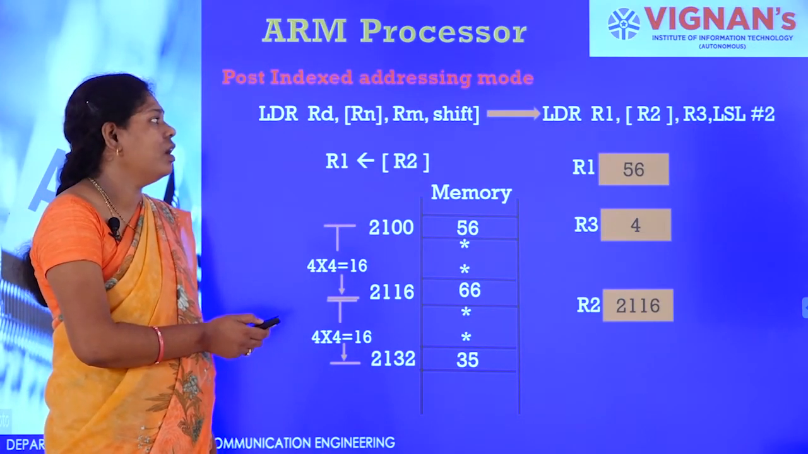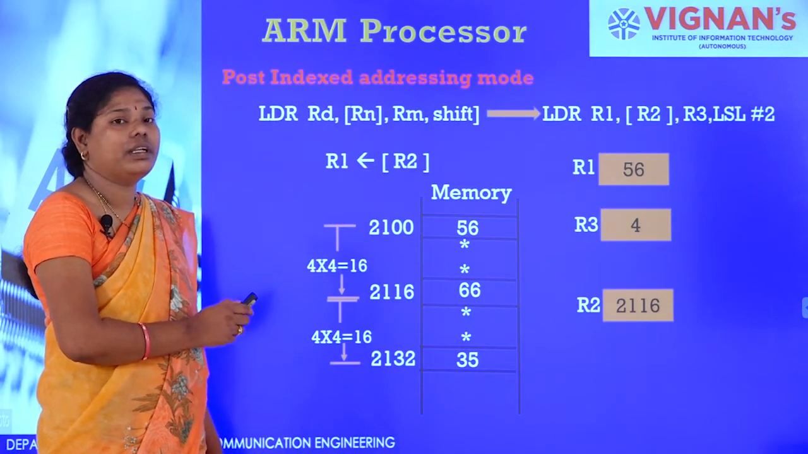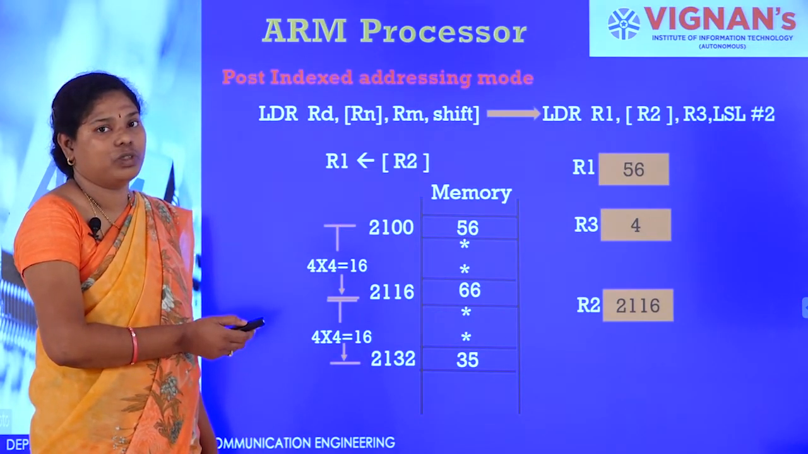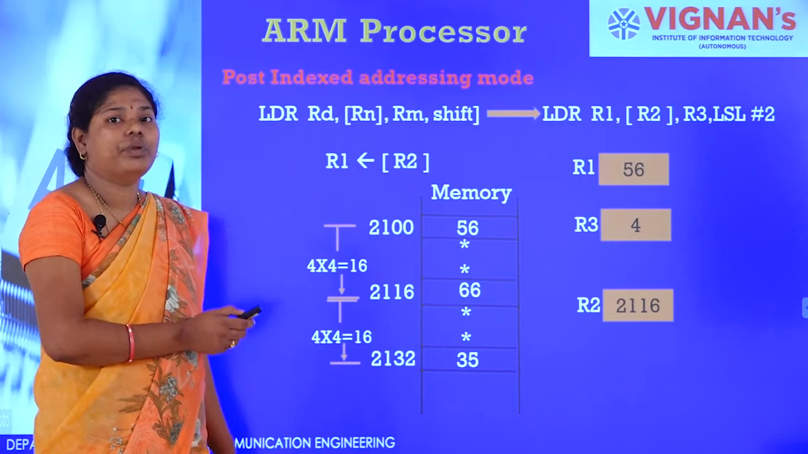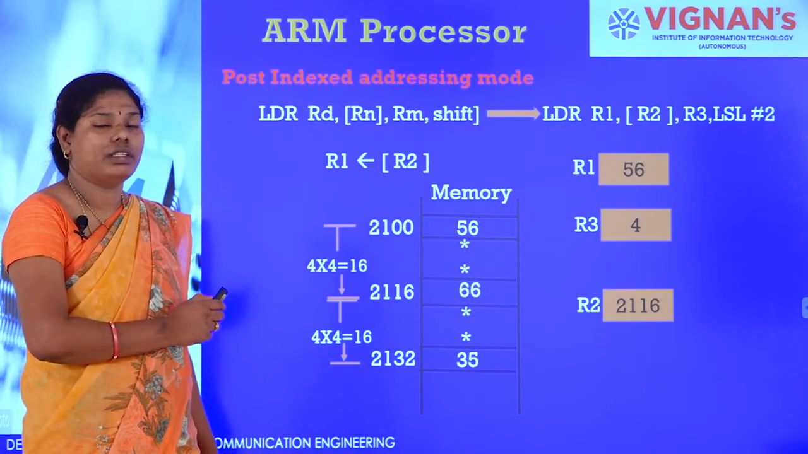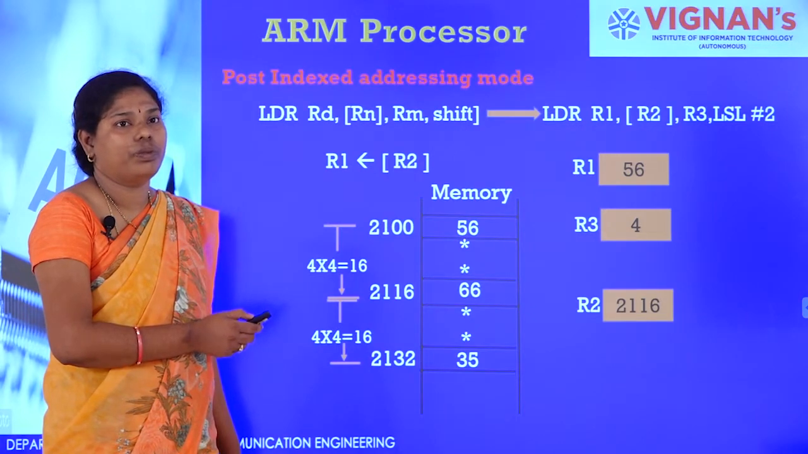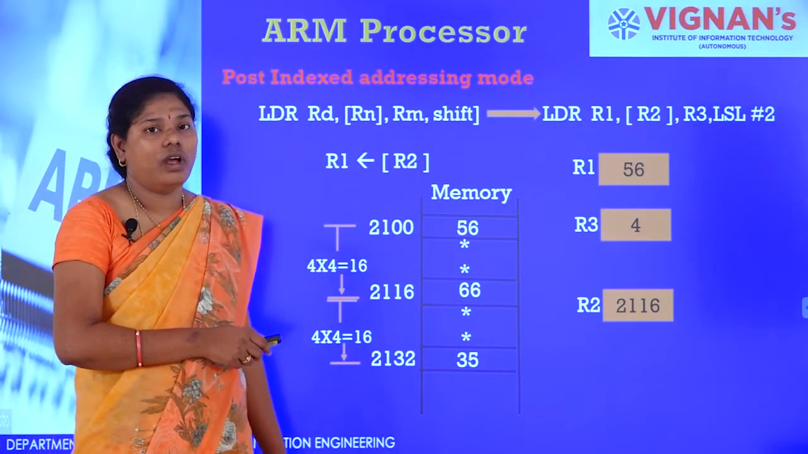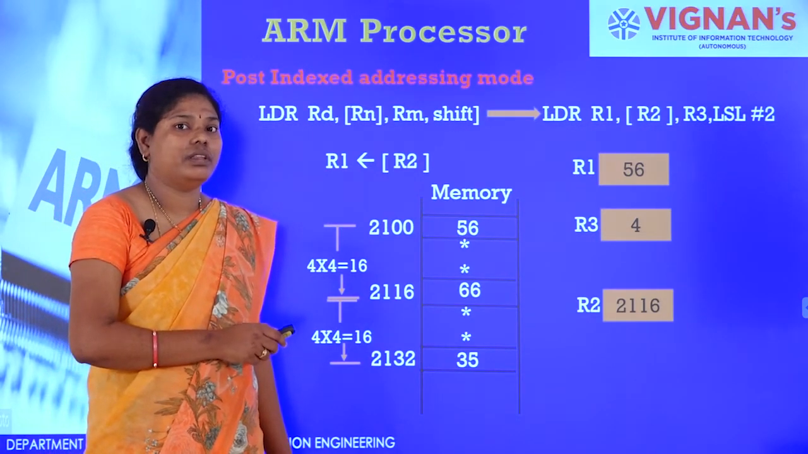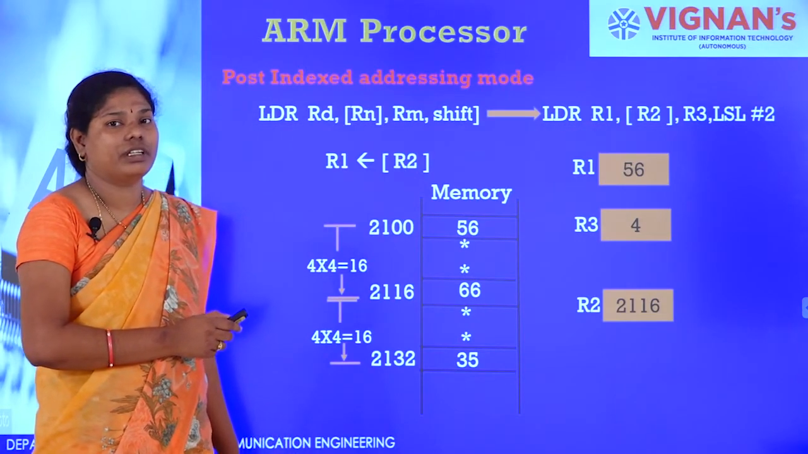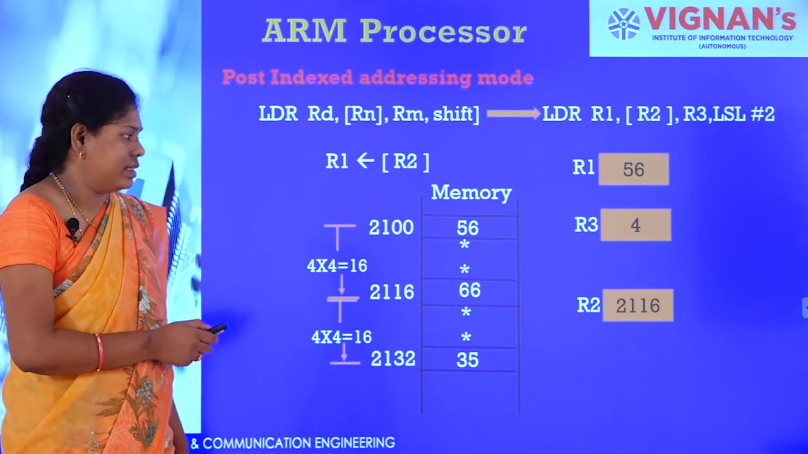Remember that the basic difference between pre-indexed and post-indexed addressing mode is this: in pre-indexed addressing mode, the address will be affected first, then the data will be copied. In post-indexed addressing mode, the data is copied first, then the register will be affected with the effective address.